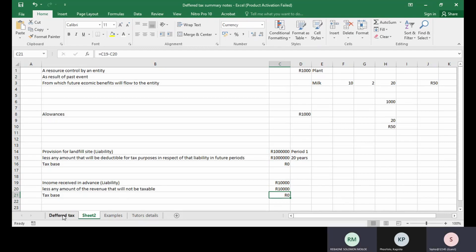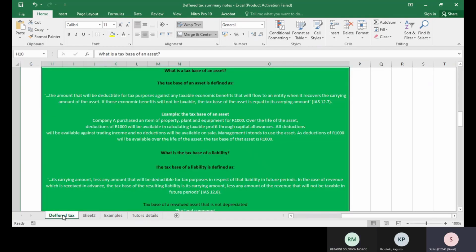So I hope you'll grasp it, because going forward, not even for a single day are you going to struggle with the tax base of a liability. Now you know it's 0, and you know why it's 0. You understand? Yes. So let's move on.